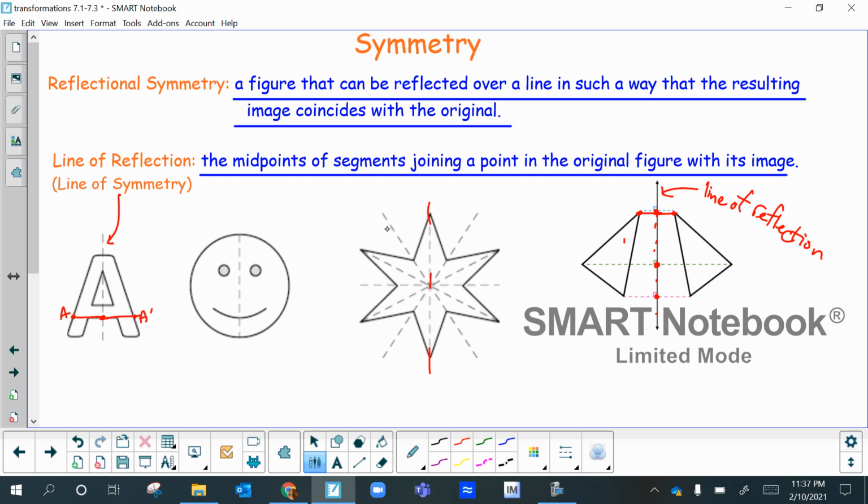All of these are lines of symmetry, every single one. Okay, because if you fold this in half, it would reflect exactly the same way over the line. So this one has how many? 1, 2, 3, 4, 5, 6. So this one has 6 lines of symmetry.